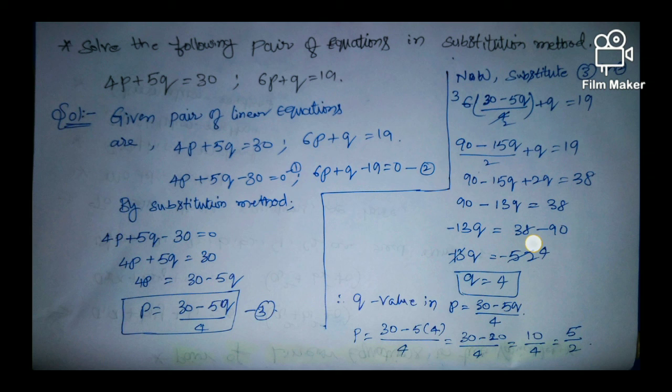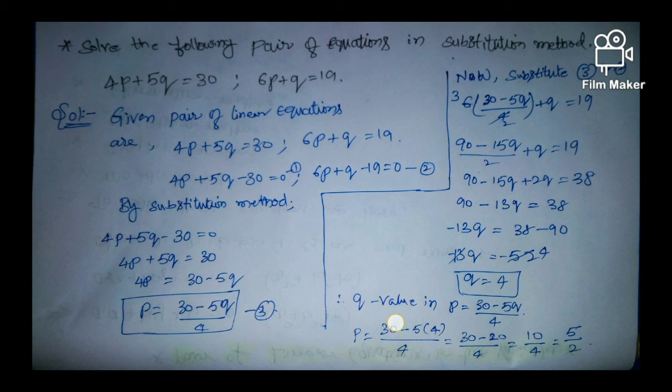Then transpose 90 to the right-hand side: 38 - 90 is -52. Here -13q is as it is, and minus minus will get cancelled. 13 fours are 52. Therefore q = 4.